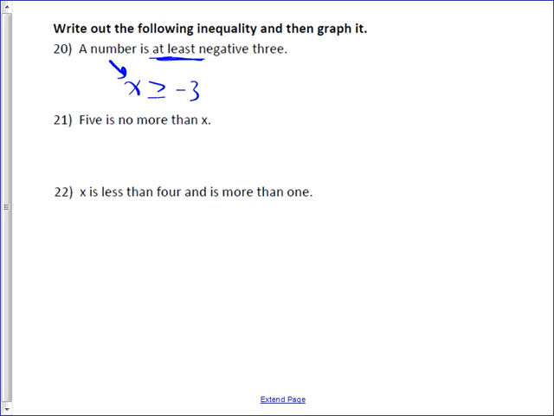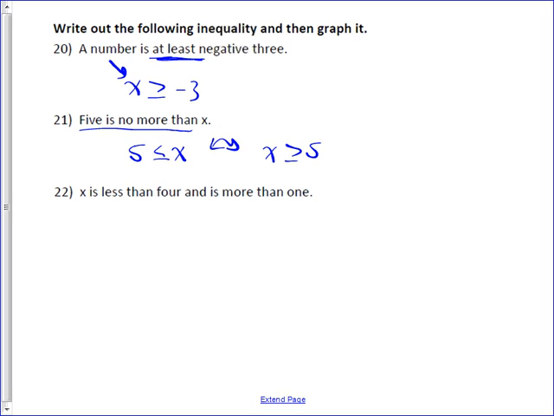x is no more than x. You got to think about what does it mean to be no more than. It can't be more than x, but it can be less than x. Or 5 is no more than x, and so 5 can't be more than x, but it can be equal to x or less than x, so it's going to look like this. 5 less than or equal to x, or you can flip it around and make it x greater than or equal to 5. Is probably the best way to graph that.